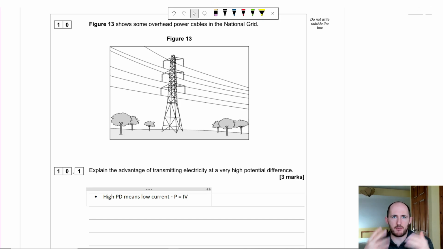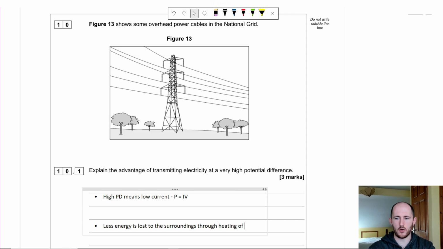Because otherwise we could just generate infinite electricity, right? So, why is that important? That's important because less energy is lost to the surroundings through heating of wires.